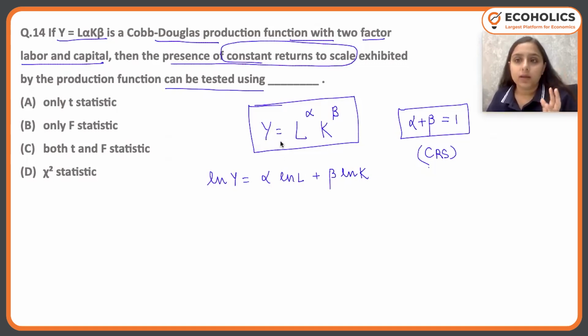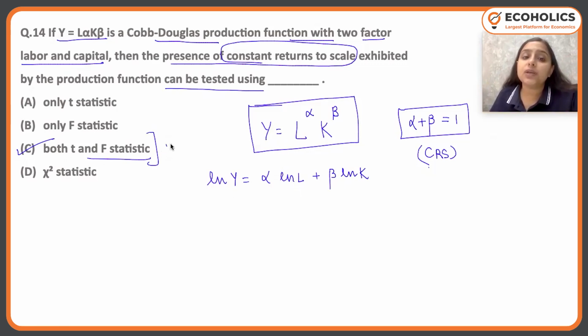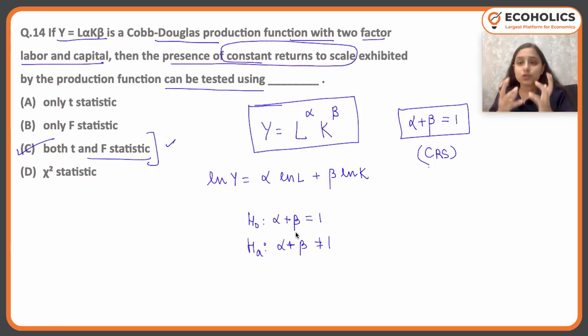Now remember one thing. If I have to test them individually, then I will use the t-test statistic. But if I have to use them in a joint hypothesis, then I will use the f-test statistic. So both t and f-test statistic can be used. The null hypothesis would be alpha plus beta equals 1, whereas the alternative would be alpha plus beta not equal to 1. This question came in the Indian Economic Services exam as well, where they gave the null and alternative hypotheses and asked to test them. So that was basically testing the CRS of a Cobb-Douglas production function.